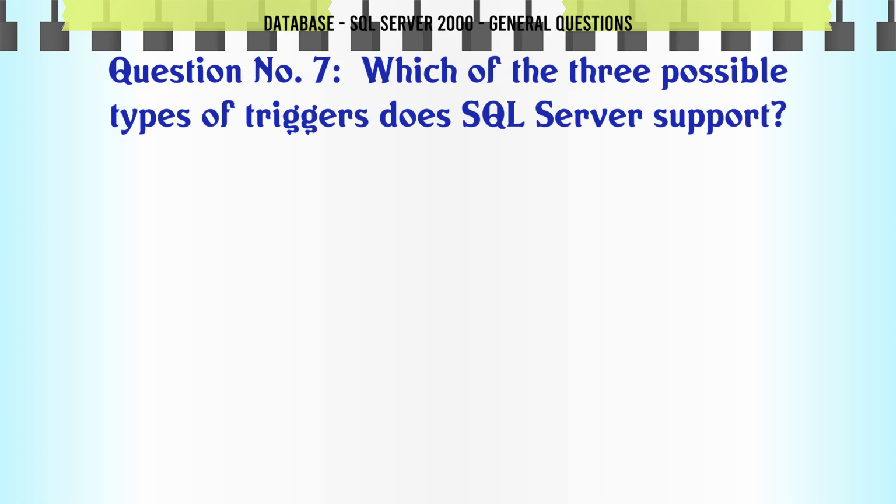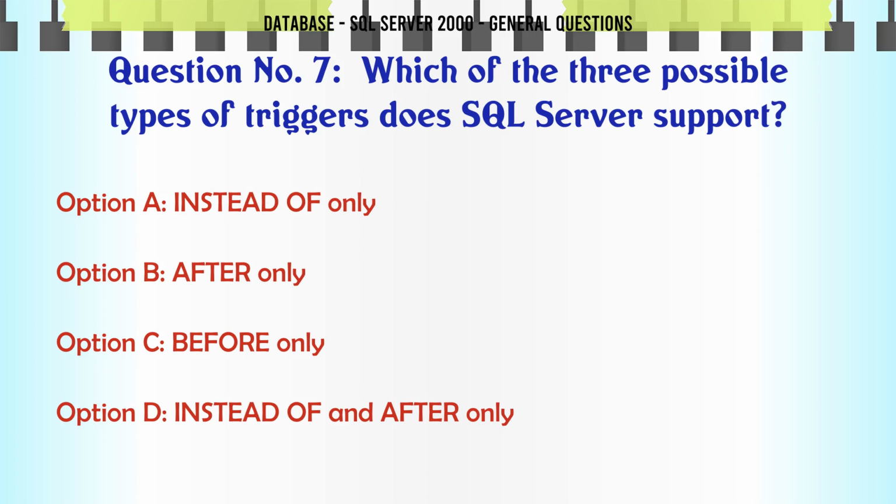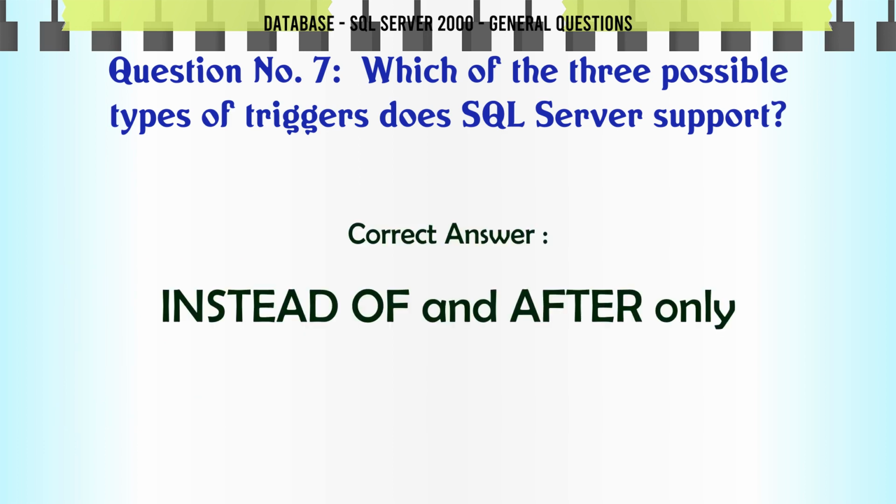Which of the three possible types of triggers does SQL Server support? A. Instead of only. B. After only. C. Before only. D. Instead of and after only. The correct answer is instead of and after only.